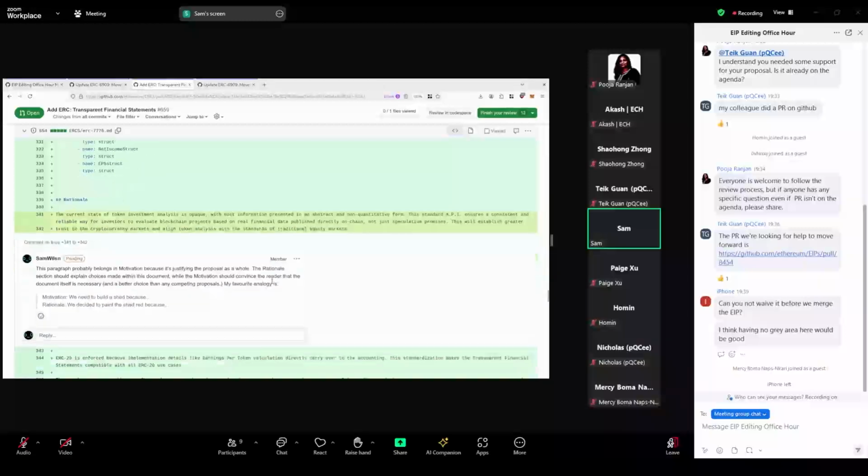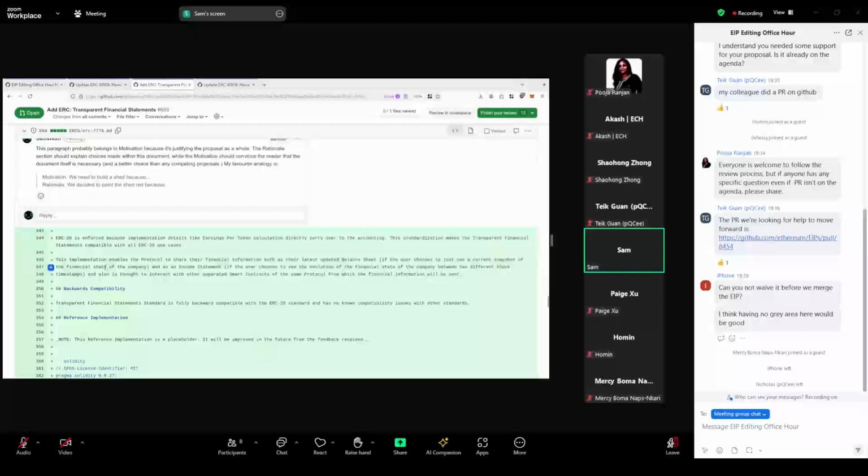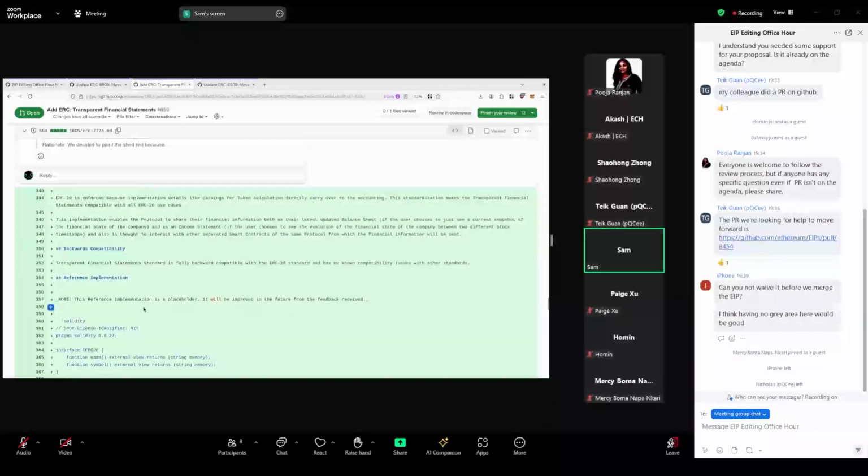Okay. You see as enforced these implementations. Okay, this knows vertical set the financial information. Income statement. And also that. Transparent financial statements. Follow backwards compatible. Okay. Yes, placeholder.